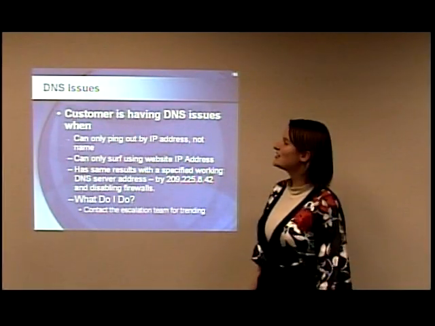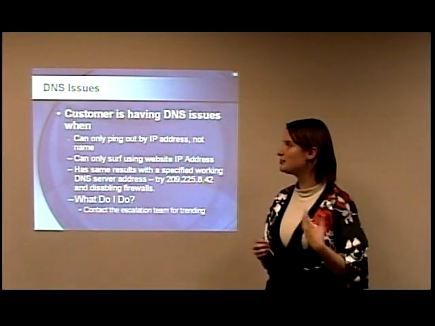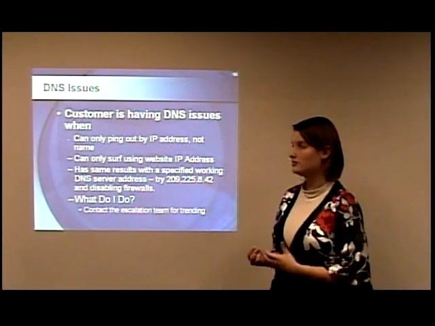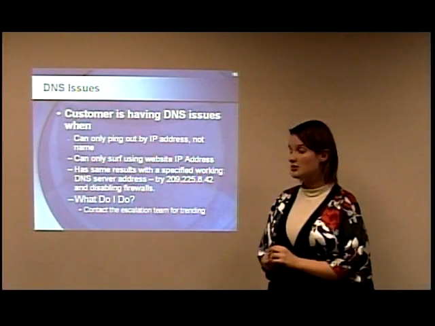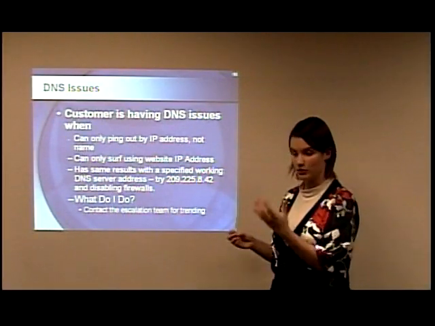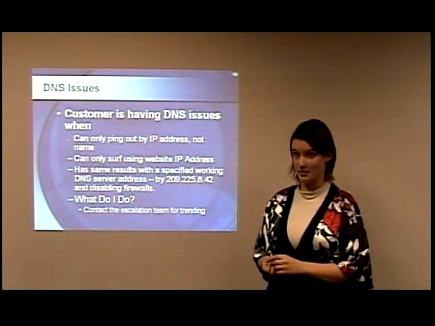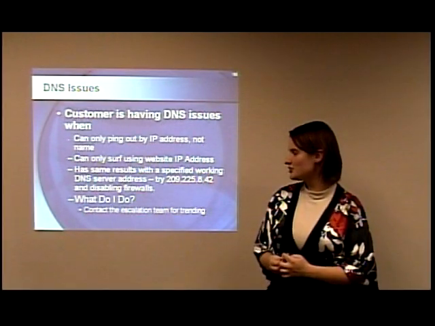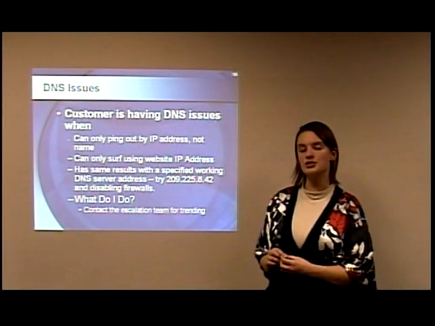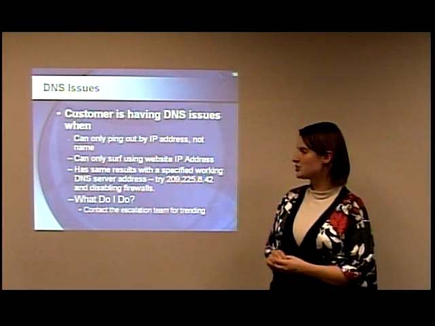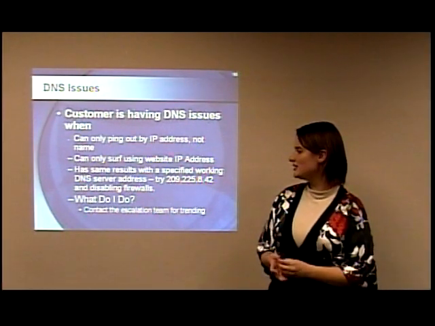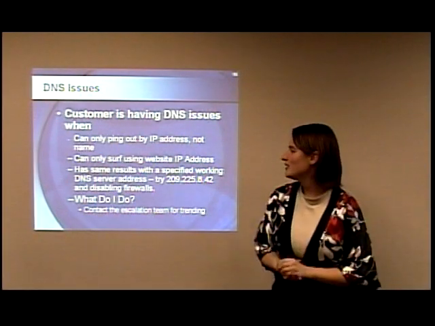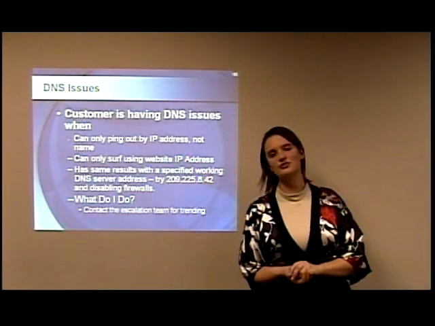DNS issues. If the customer is having DNS issues, they might be able to ping out by IP address, but when they actually try to ping by the actual website name, it's not going to work. They might be able to surf using the website IP address, but when they type google.com into Internet Explorer, it's not taking them anywhere. It might have the same results with a specified working DNS server address. You can try 209.225.8.42, and you can specify their IP address, and you can disable firewalls. What do I do? You can contact the escalation team for trending, again, just like a DHCP issue.